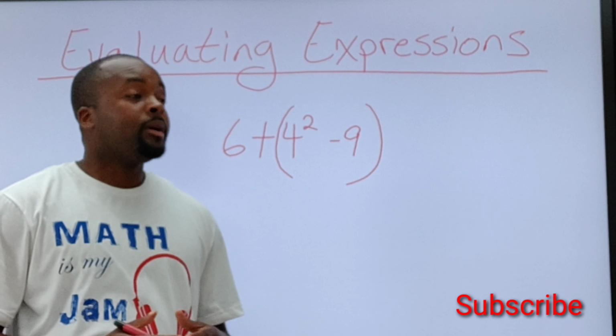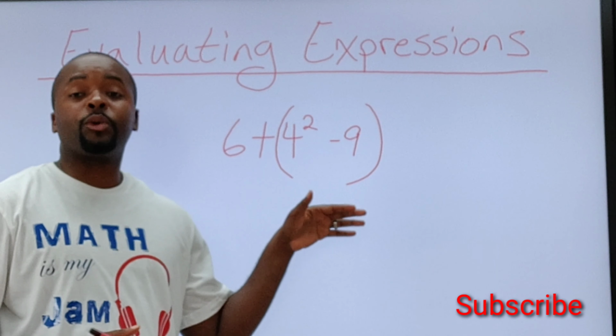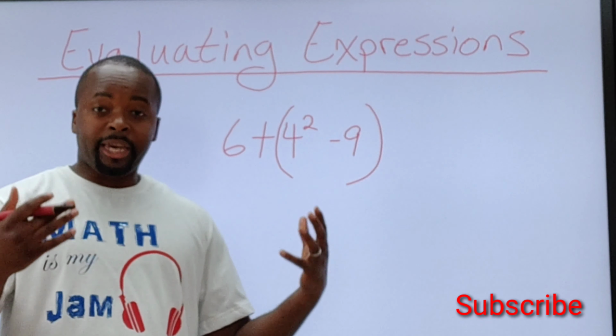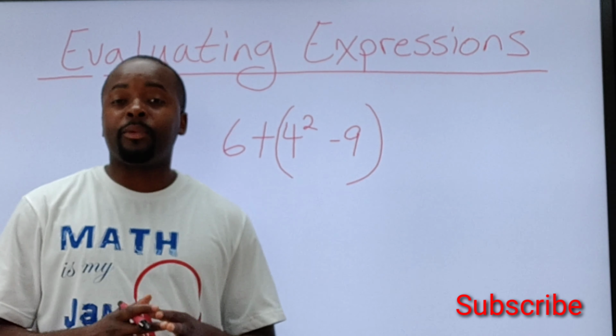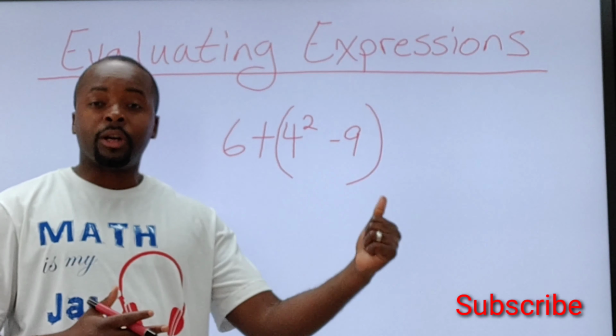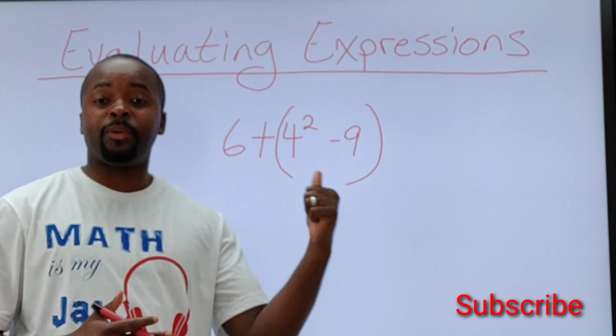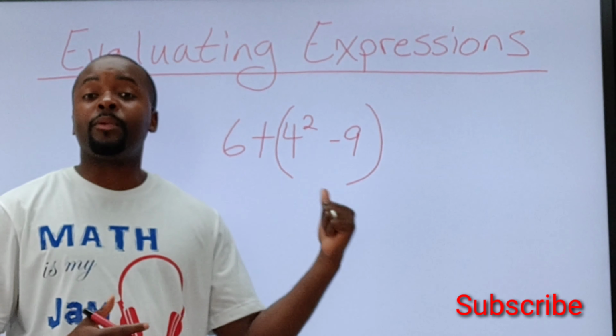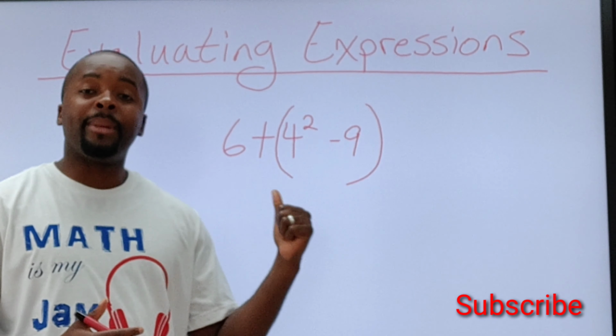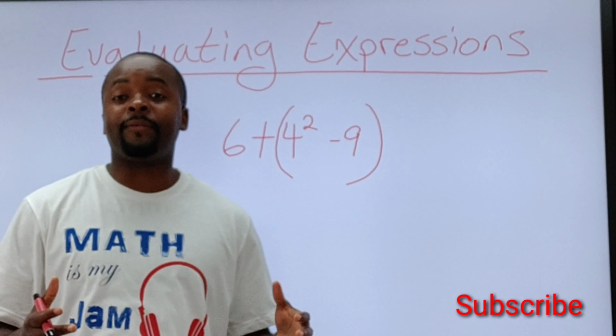So in this problem, we have 6 plus (4 squared minus 9). Again, we're going to go through our order of operations using PEMDAS. We're going to check, do we have a P? Do we have a parenthesis? Yes, we have a parenthesis. And it's around 4 squared minus 9, so that tells us we're going to do that first.